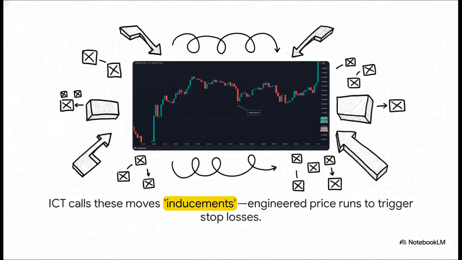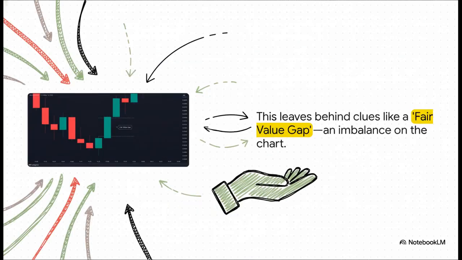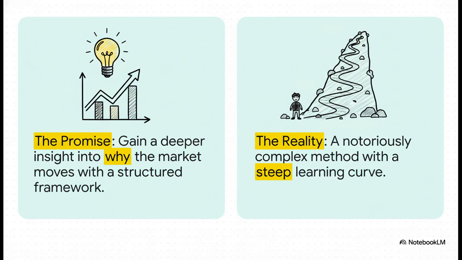They create these clever little traps that ICT traders call inducements. They're designed for one reason and one reason only: to trick retail traders into giving up their positions, which, you guessed it, creates that liquidity the big players are after. But here's the cool part. These aggressive, engineered moves, they leave behind fingerprints, clues. An ICT trader looks for things like this: fair value gap. It's basically an imbalance on the chart that screams, hey, smart money was here, and gives traders a potential hot spot to watch.